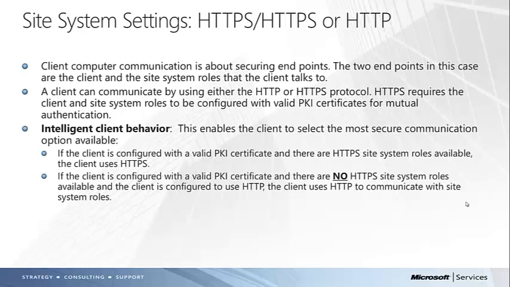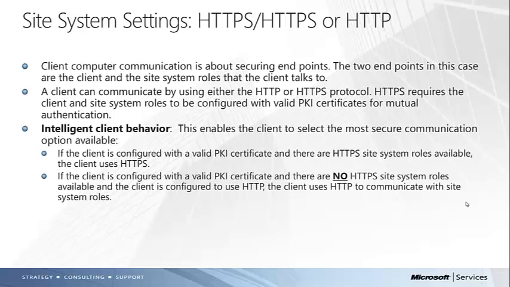Okay, the site system settings. The default setting is HTTPS or HTTP, and that can be changed to HTTPS. Client computer communication is about securing endpoints. The two endpoints in this case are the client and the site system roles the client talks to. The reason for enabling a site system for HTTPS communication is because we want to secure the communication between the client and the server or the site system. A client can communicate by using either the HTTP or HTTPS protocol. HTTPS requires the client and site system roles to be configured with valid PKI certificates for mutual authentication.